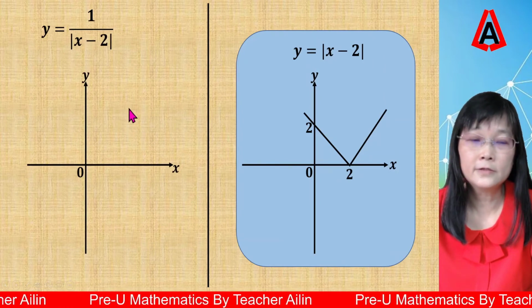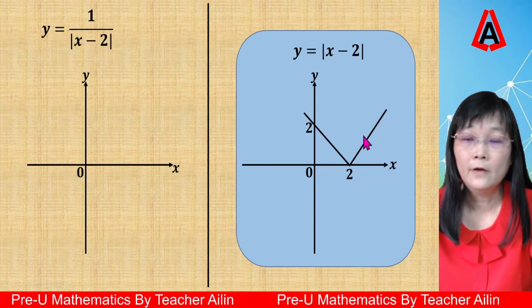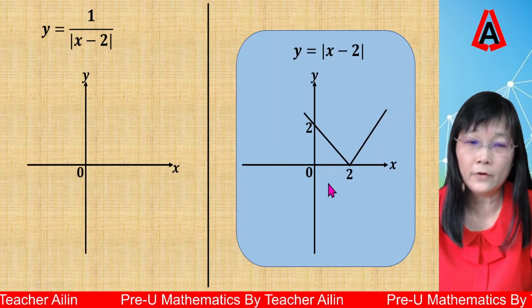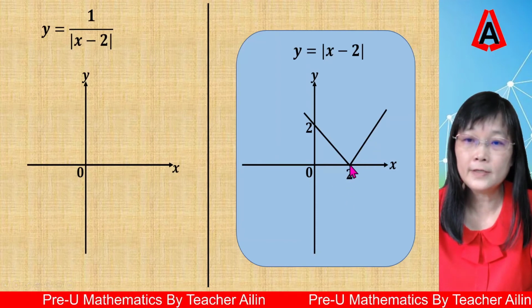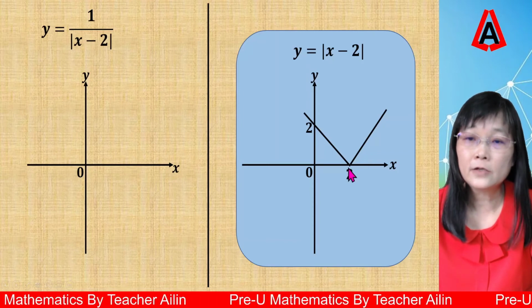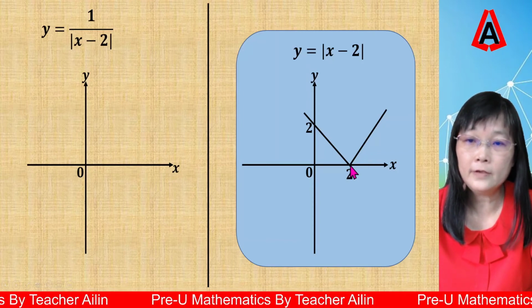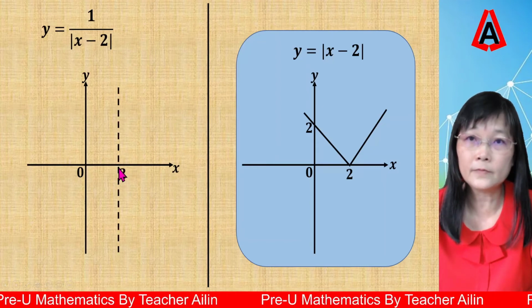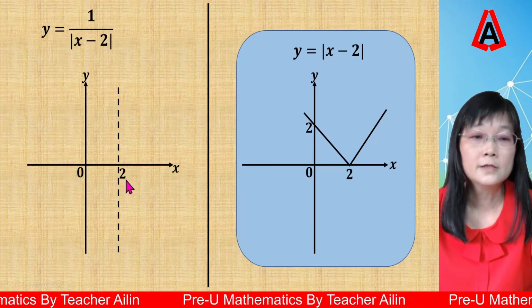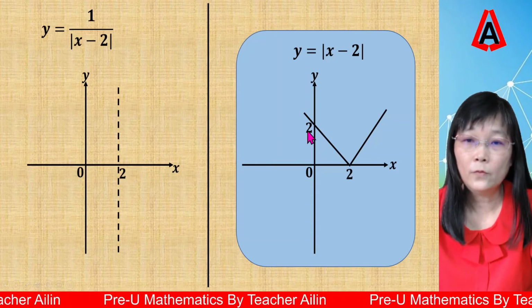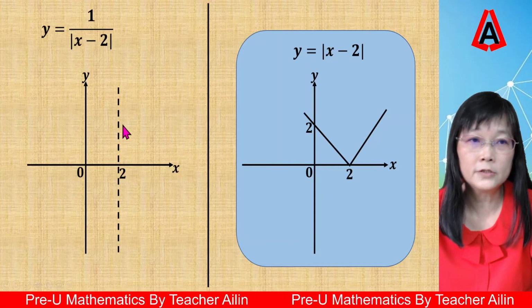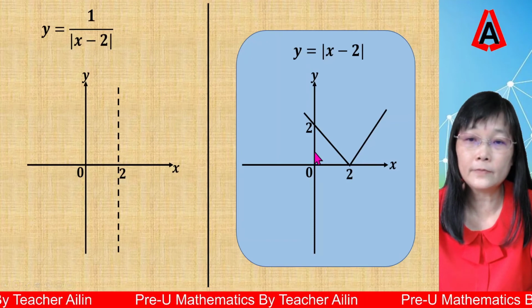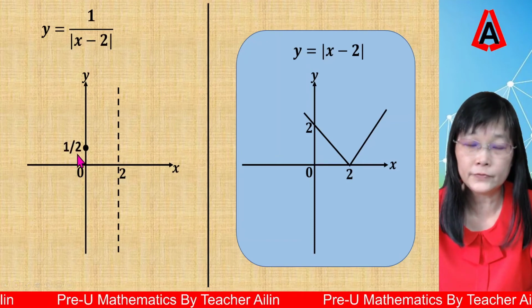First thing, we need to consider maximum point and minimum point. From this graph, even though this point seems like a minimum point, actually this point is the x-intercept. Any x-intercept point, when converted to the reciprocal function, becomes a vertical asymptote. After that, the y-intercept 2, when converted to the reciprocal function, is still the y-intercept, but the value of the y-intercept becomes 1 over 2.